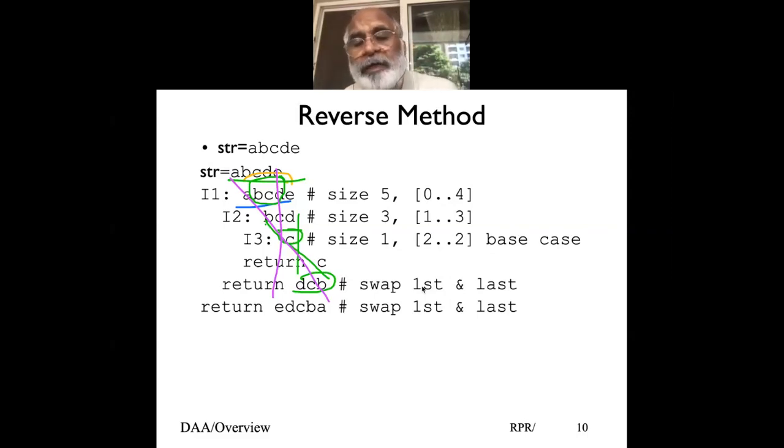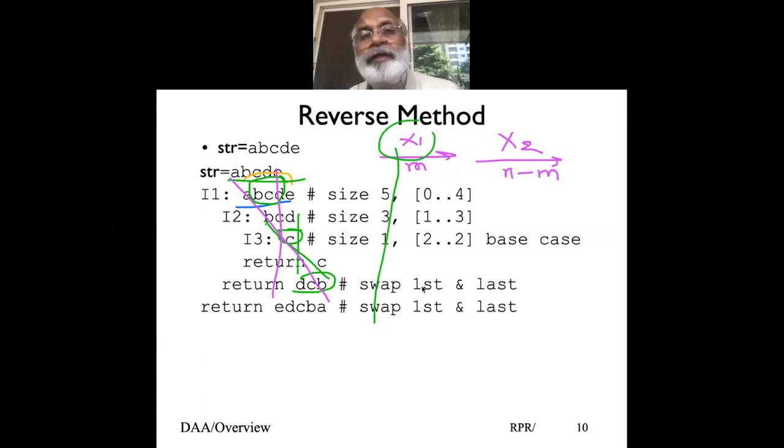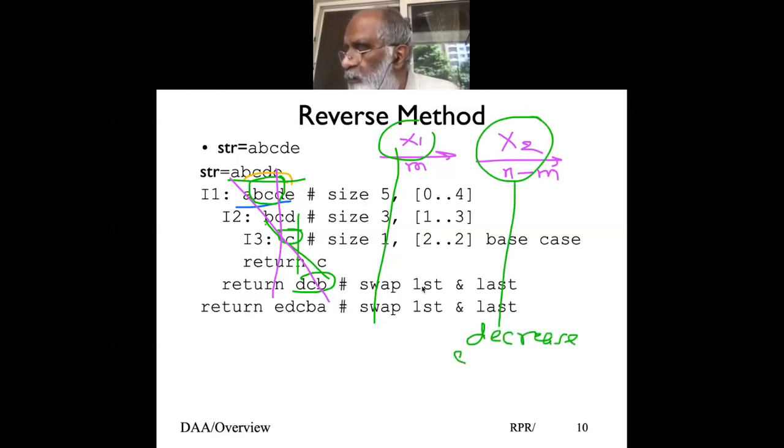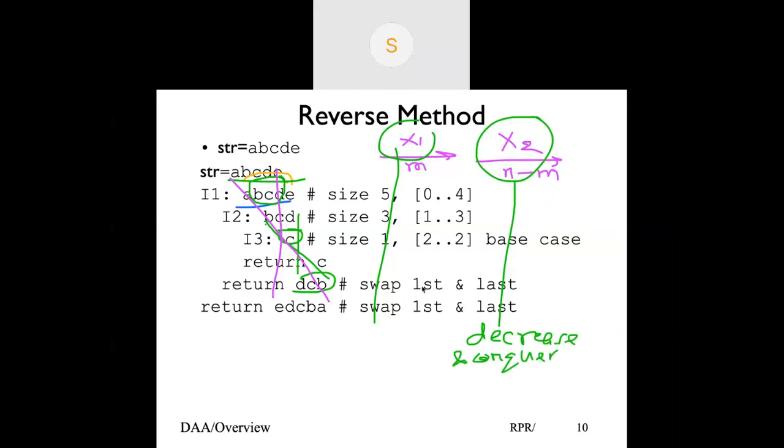So to split the string by M, make the first M characters X1 and the remaining N minus M characters X2. Do a reverse of X1 using decrease and conquer by 2. Do a reverse of X2 using decrease and conquer, decrease by 2.